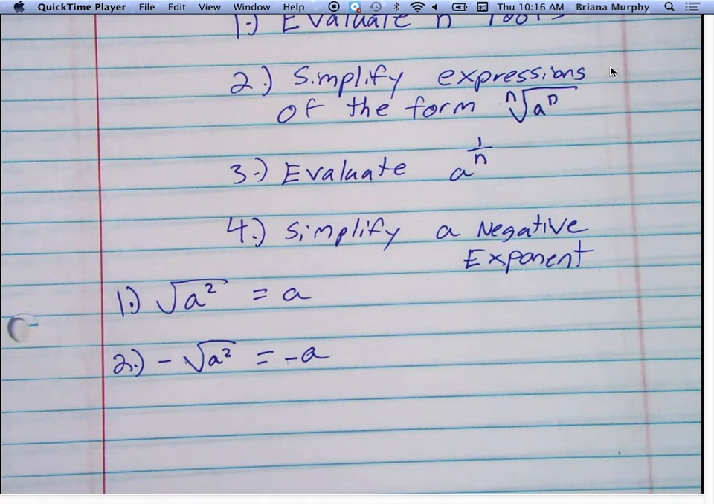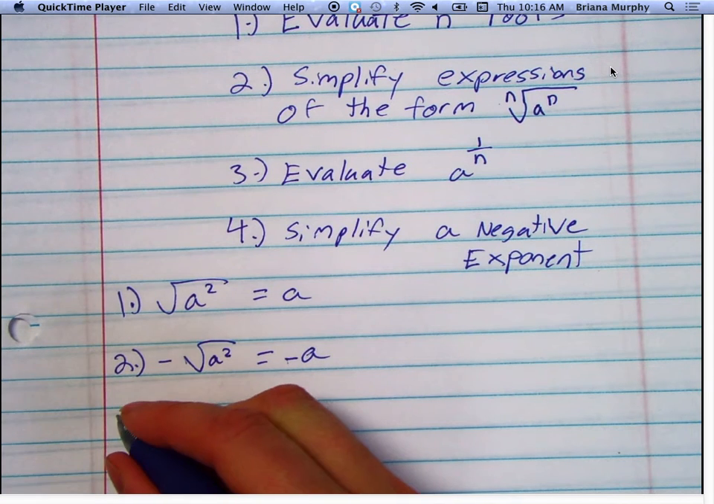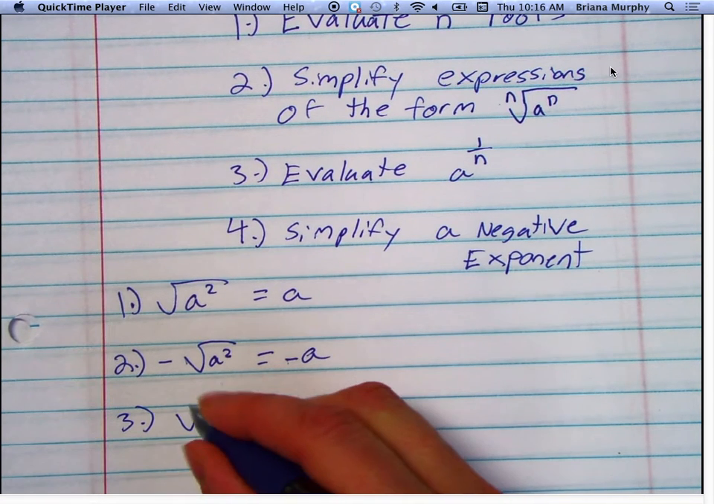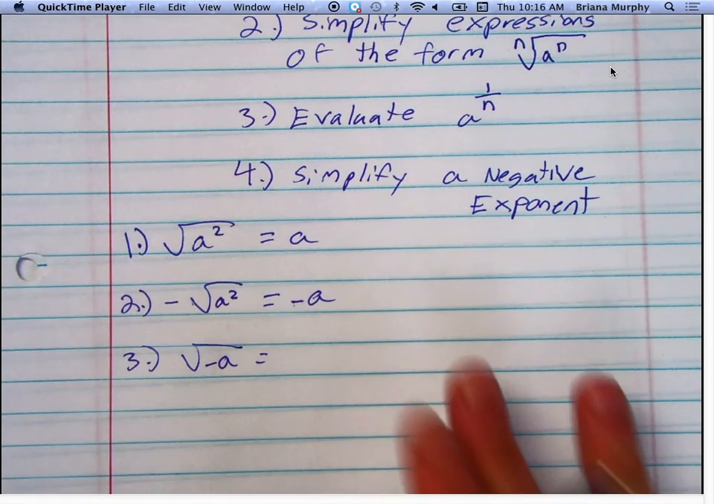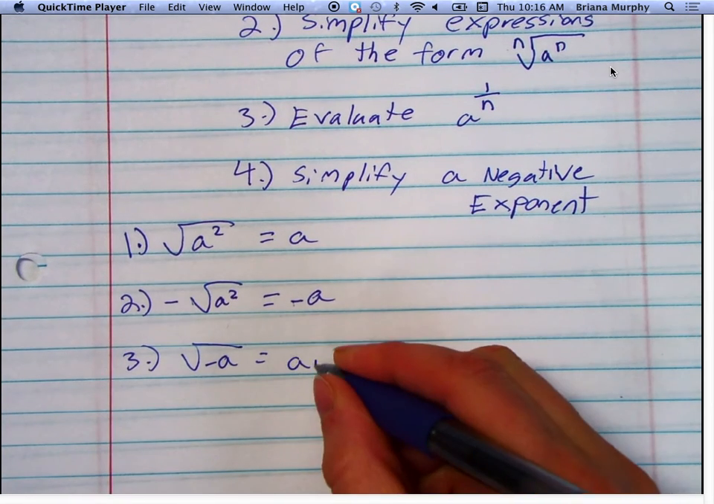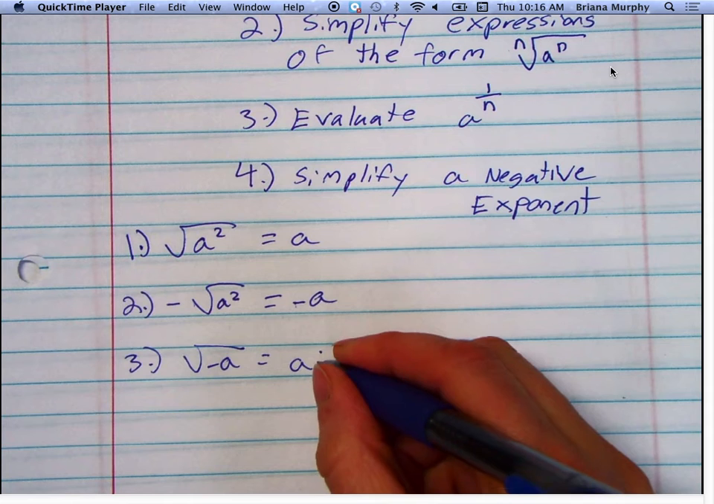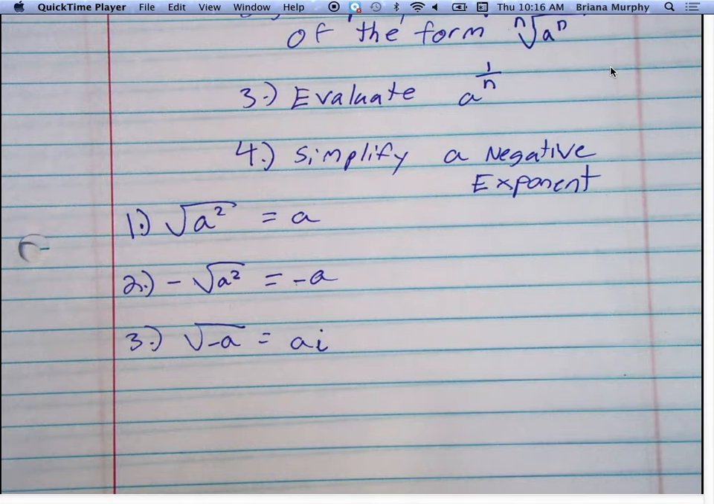Now, here's where it gets tricky. What if I get the square root of a negative a? What does that give me? Square root of a times i. Good. If it's the square root of a negative a, you're right, it would be square root a i, because that's not a negative a squared.